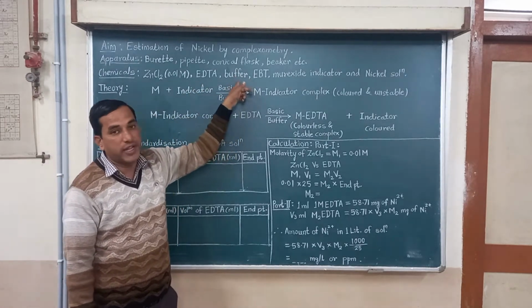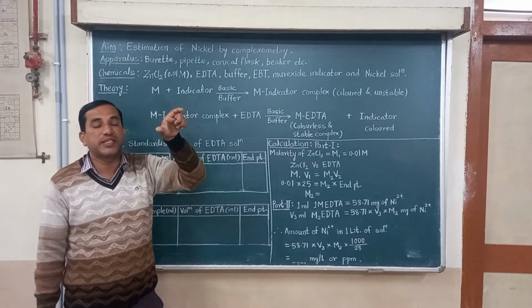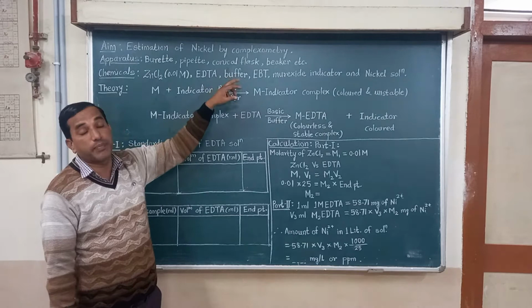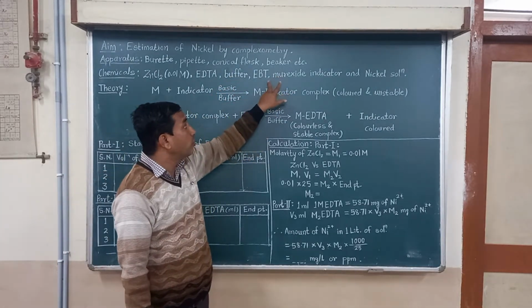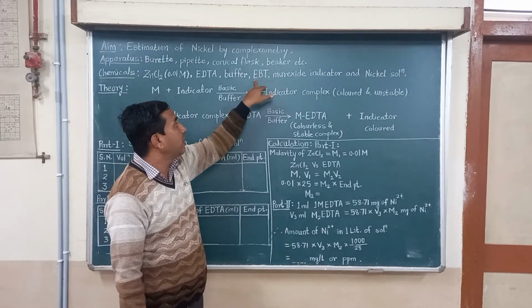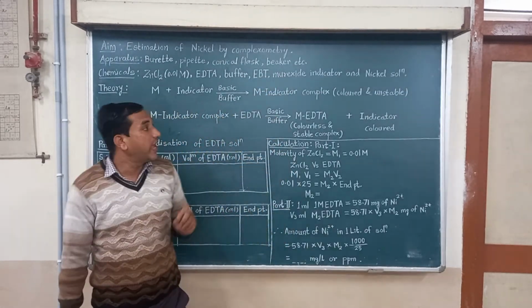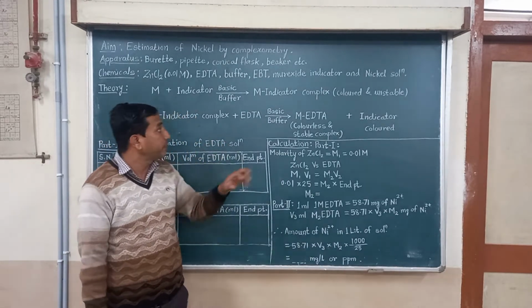A buffer is used to maintain constant pH, because here complex formation takes place when the pH is between 8 to 10, and that's why to maintain that pH we are using a basic buffer. Here we are using two different indicators, EBT, that is Eriochrome Black T, and Murexide. Eriochrome Black T and Murexide are basically metallochromic indicators.